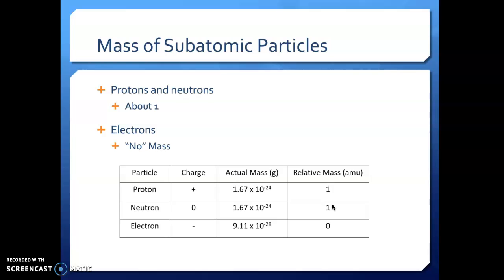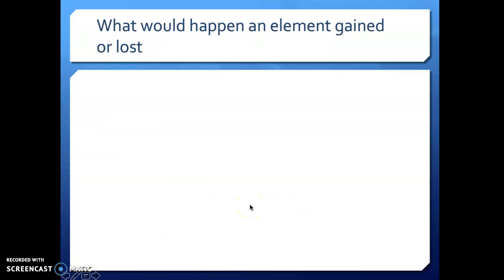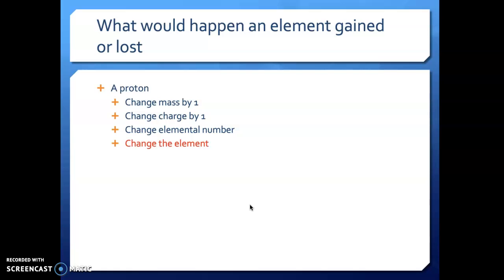So when we're looking at these things, remember protons and neutrons have mass, electrons have no mass. And remember the charge. Those are the pieces about it. I'm harping on that a lot. So what would happen if an element gained or lost a proton? This would change the element. Okay, only write what you see in red here.